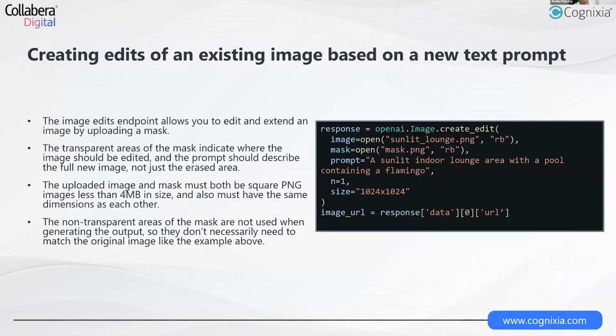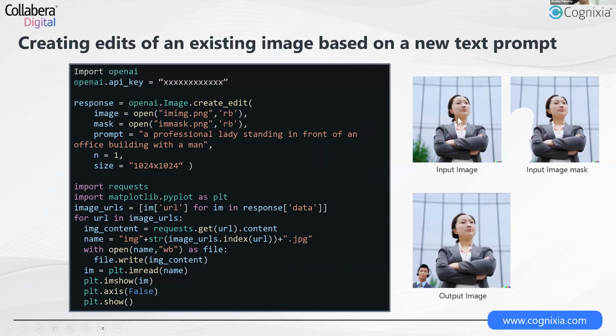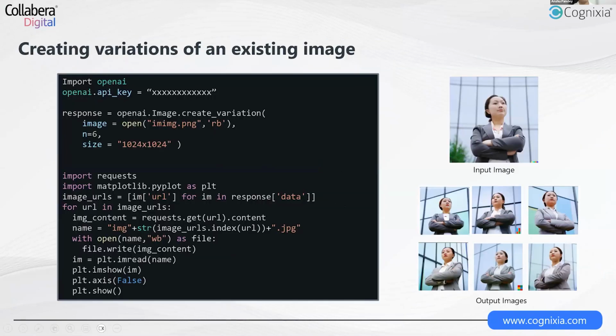To make edits in images, you give an image and provide it a context. I may want to say, a professional lady standing in front of an office building with a man. So here's a man in that space already put in. OpenAI can do that as well. Or else, generating multiple variants: give an input image, and you may want to get variations of this image. OpenAI comes with that as well.